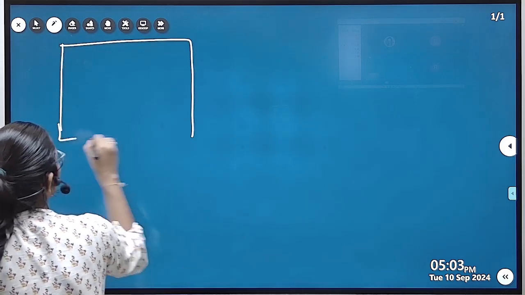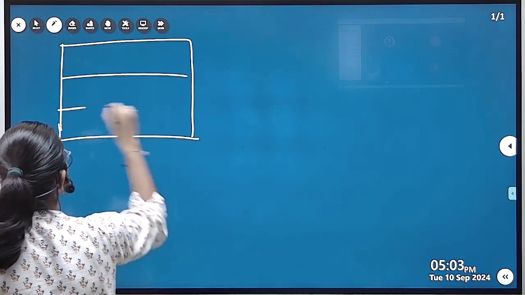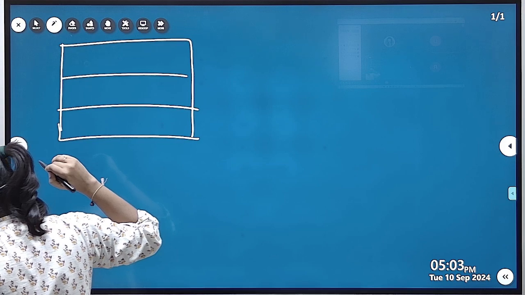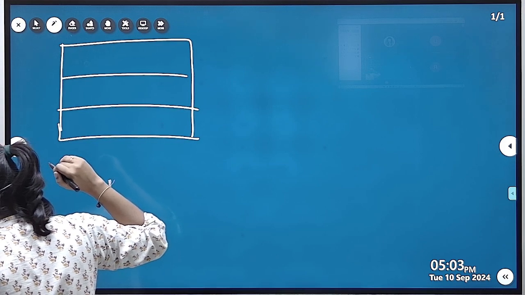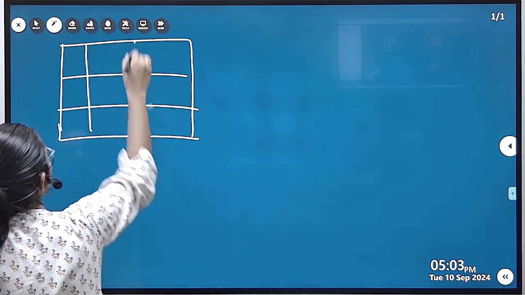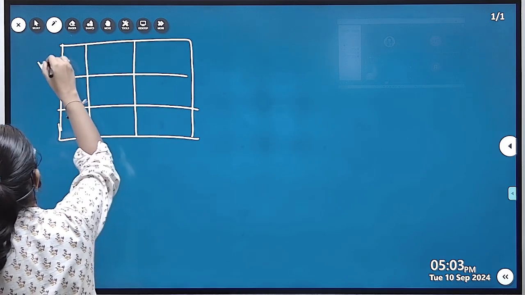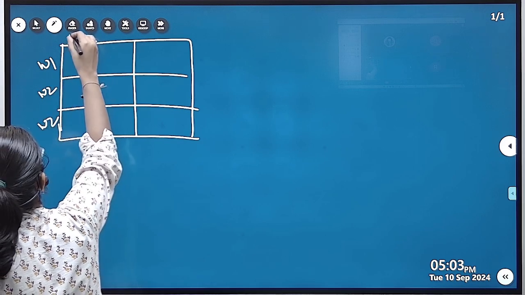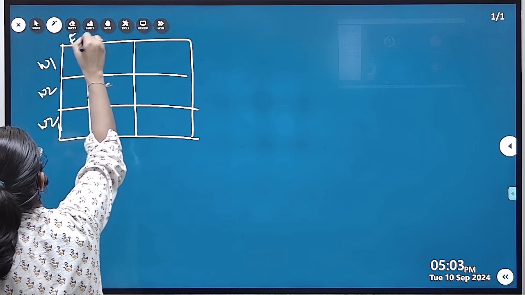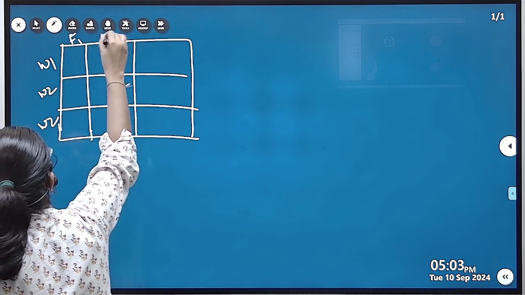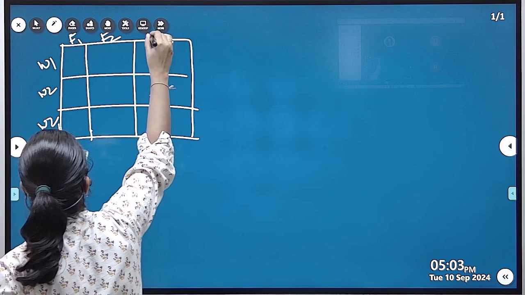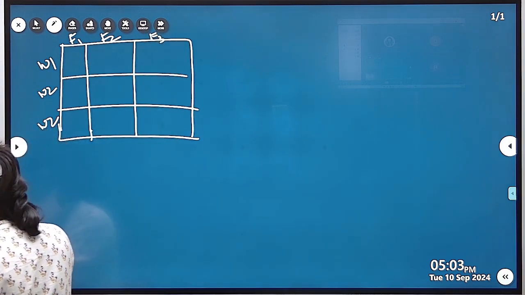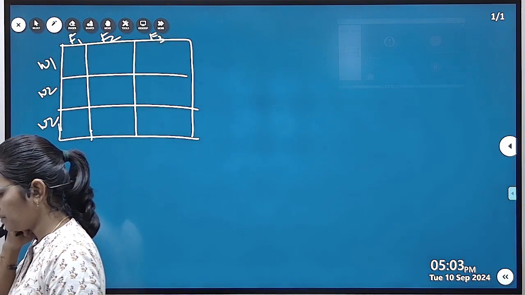Do it in the book, do it with me everyone. How many rows and columns are there? It's 1, 2, 3. Warehouse 1, warehouse 2 and warehouse 3, and F1, F2 and F3.